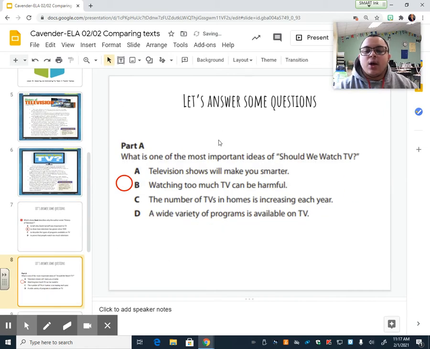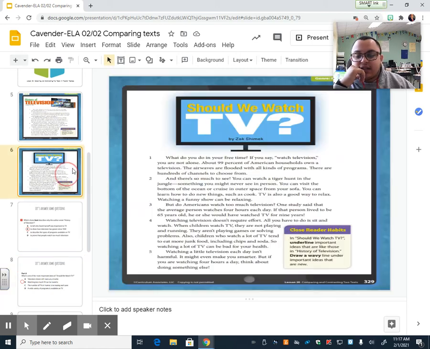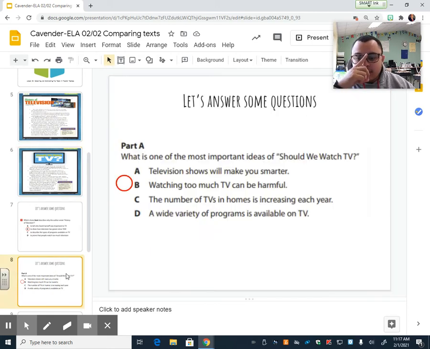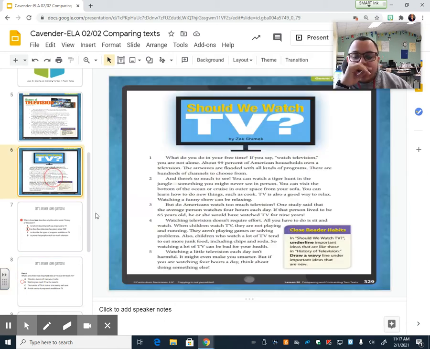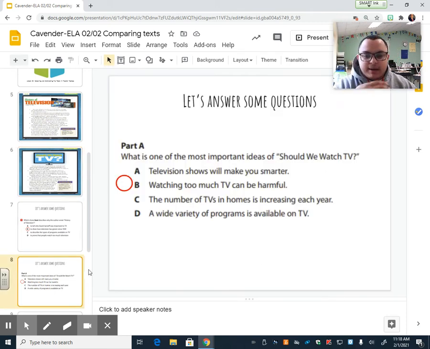Next question says, what is one of the most important ideas of Should We Watch TV? Is it A, television shows will make you smarter? Is it B, watching too much TV can be harmful? Is it C, the number of TVs in homes is increasing each year? Or is it D, a wide variety of programs is available on TV? Now, it does mention A in this last paragraph. It says, watching a little TV each day isn't harmful, it might even make you smarter. But is that what the entire passage is about? No, so that's not going to be our answer.